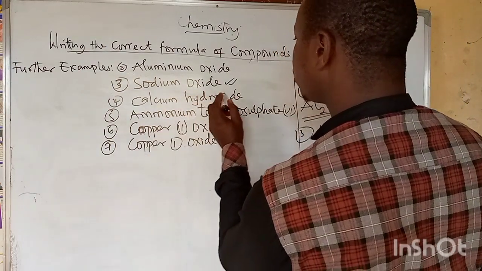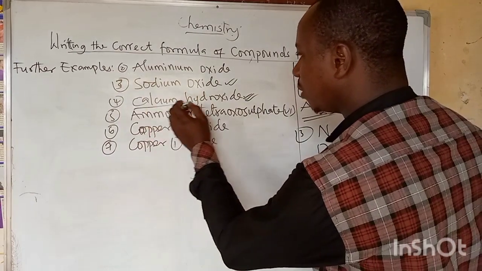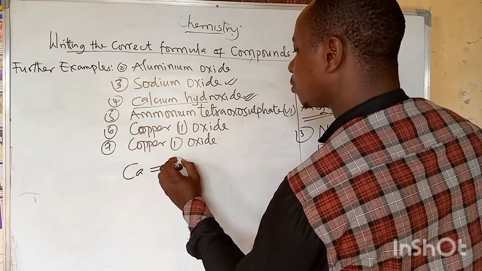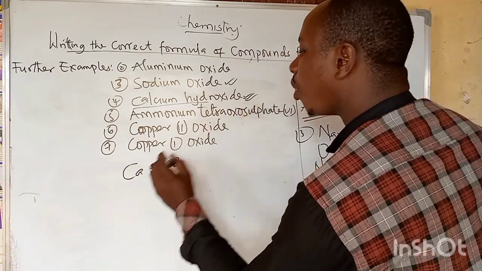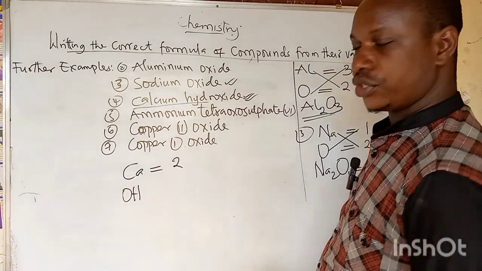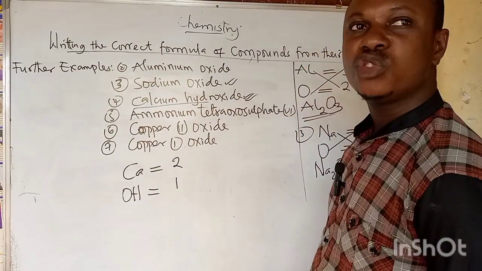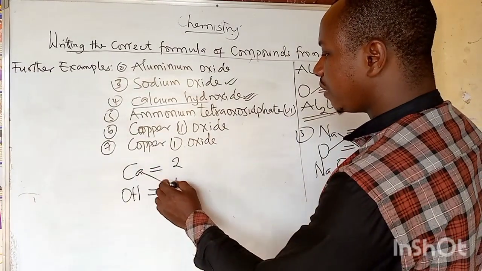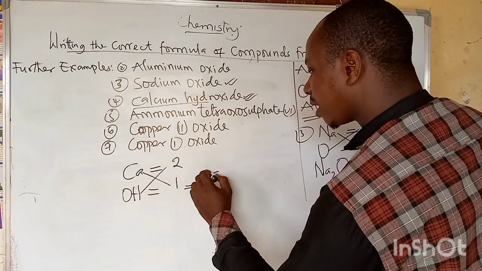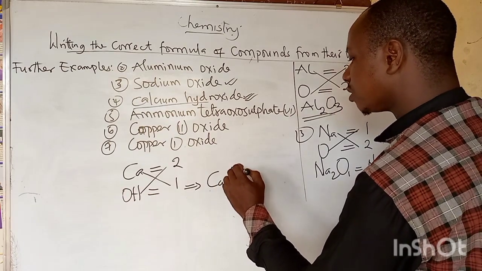Okay, calcium hydroxide. We are dealing with this one. Calcium is Ca, the valency is 2. Hydroxide is a radical. OH is a radical. And the valency is what? 1. So they are going to exchange their valency. This one is the valency of this one, and so on. So what we are doing here, calcium is taking 1, hydroxide is taking 2.